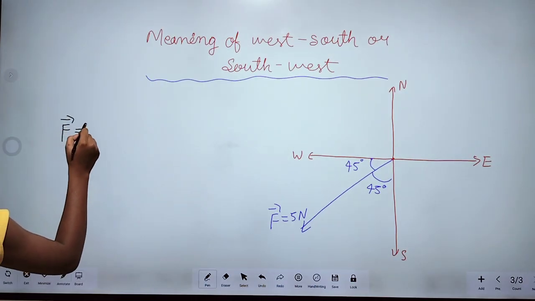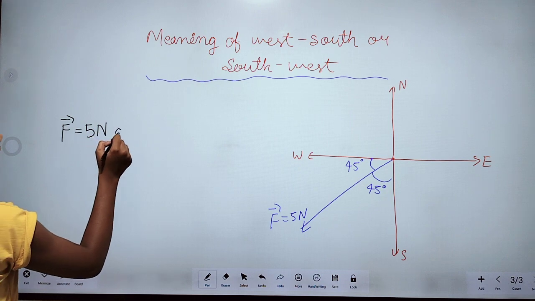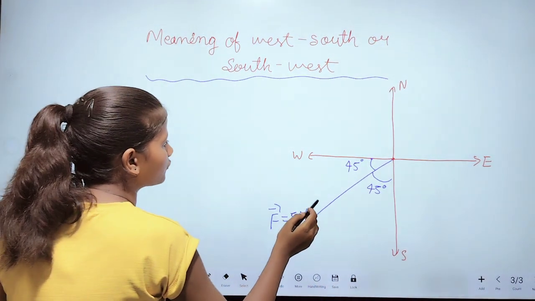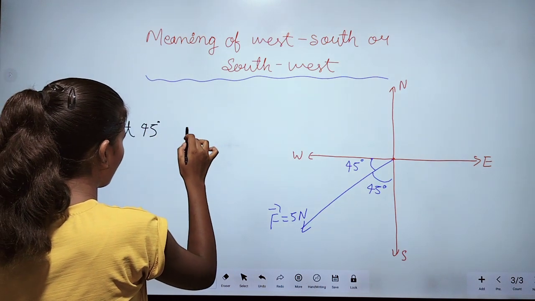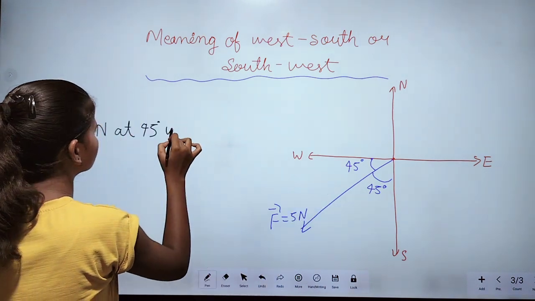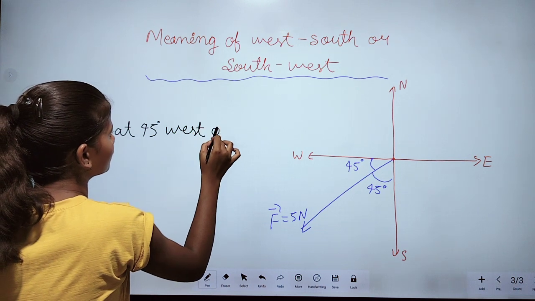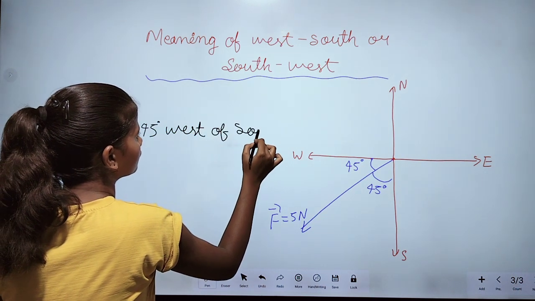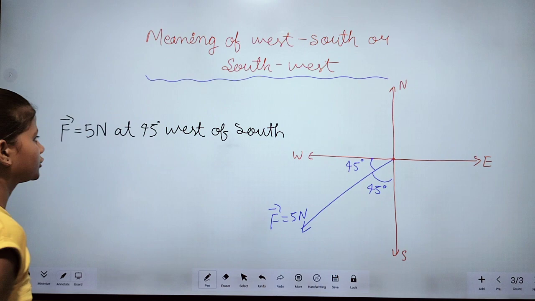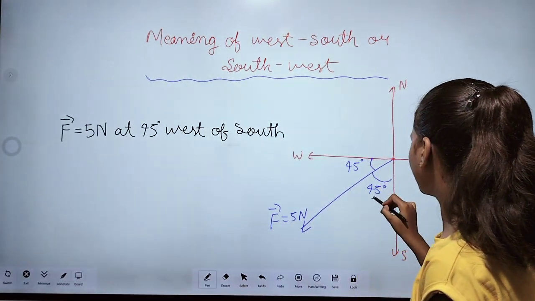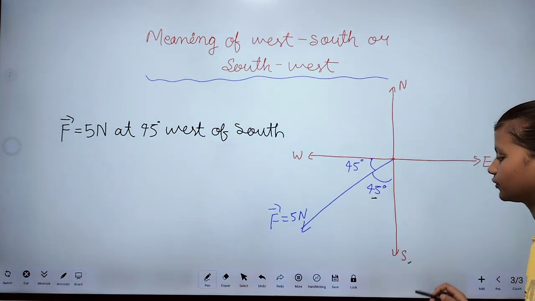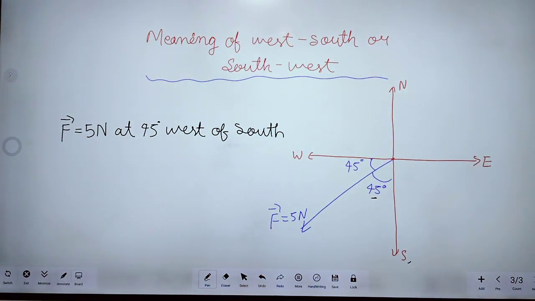Force is equal to 5 Newton at 45 degree west of south. The one with which the angle is formed is written in the last.